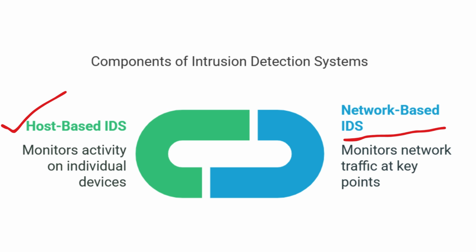The key features of HIDS are that it monitors system activity in logs, detects insider threats, such as an employee trying to access restricted files, and identifies malware infections that might not be detected at the network level. While NIDS watches the network, HIDS watches the device itself, providing another layer of security.